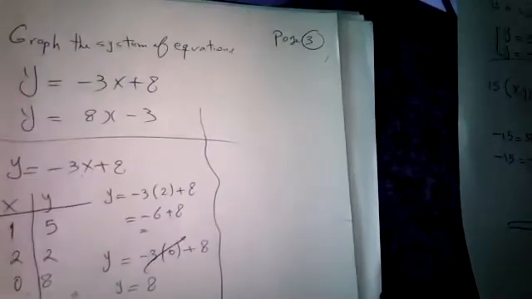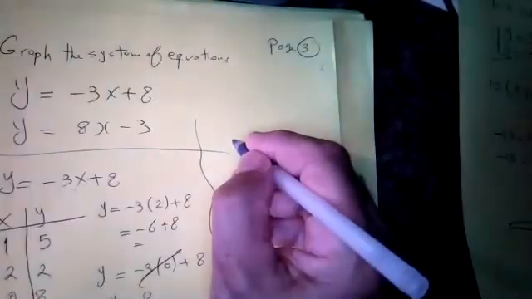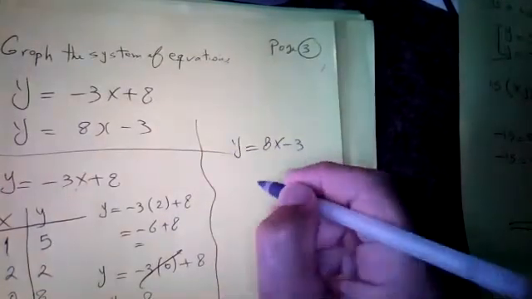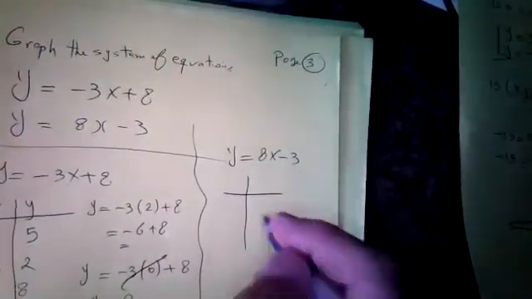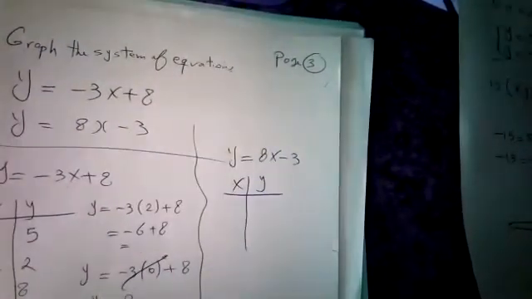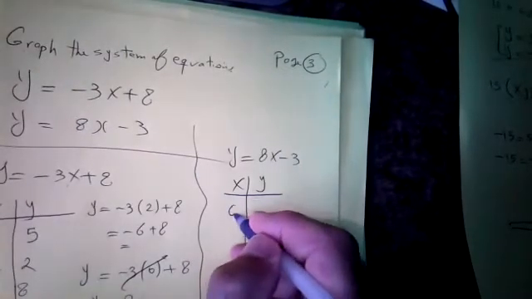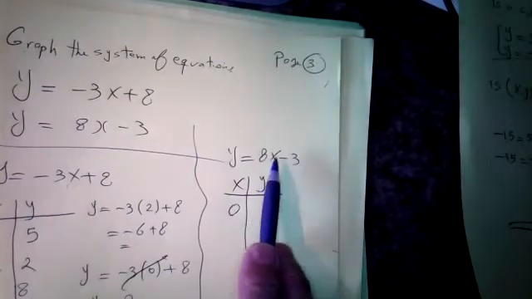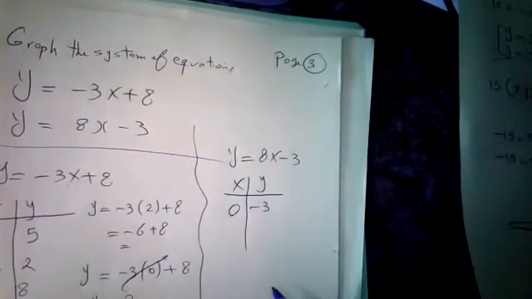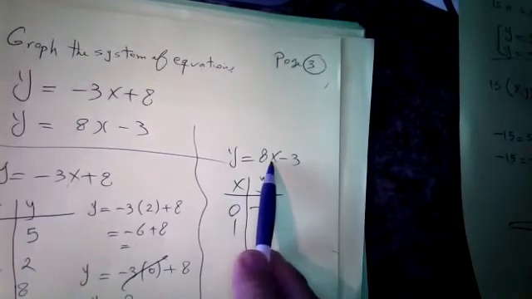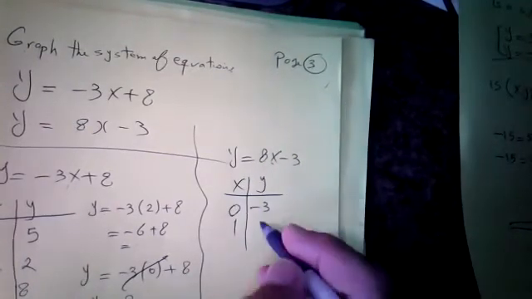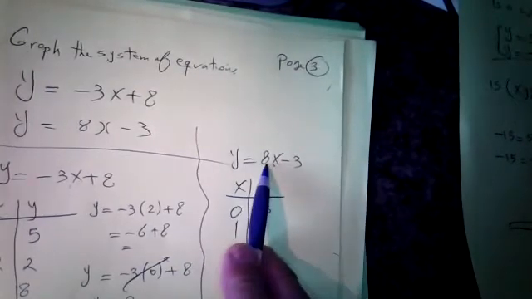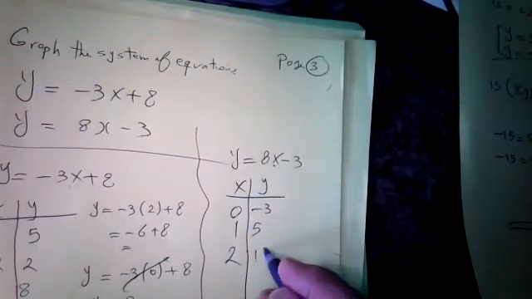And then to graph the second one, it's y equals 8x minus 3. Same thing, you draw the table. Anytime you want to graph, always draw the table and come up with 3 arbitrary points. One of the good points to use is always 0, because 8 times 0 is eliminated, so it would be just minus 3. And then put 1: 8 times 1 is 8, minus 3 is 5. Put 2: 2 times 8 is 16, minus 3 is 13. So you graph these two.